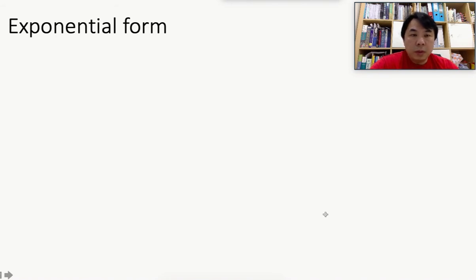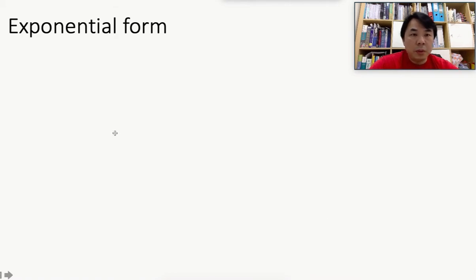Now previously we have looked at how we represent a complex number in the rectangular form, or Cartesian form, and then we can also represent a complex number in modulus argument form. And today we're going to look at how we represent a complex number in its exponential form, or sometimes known as the Euler form.